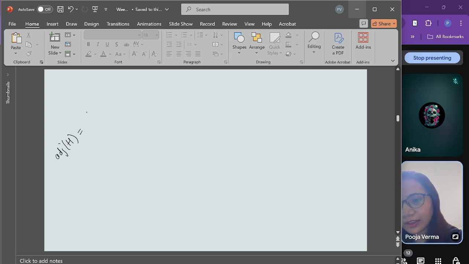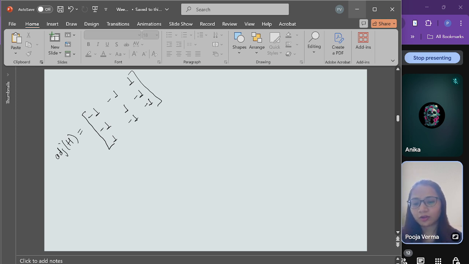Okay, I directly calculated all the cofactors and I'm writing the adjoint of H that I have got: minus 1, minus 1, 1. Here also minus 1, 1, minus 1, 1, minus 1 and minus 1. So is it correct? Have you got the same?